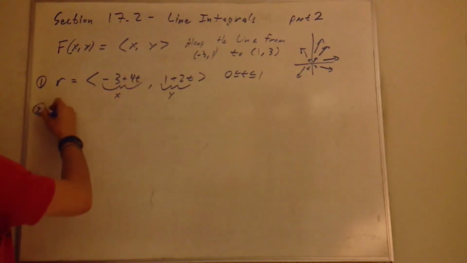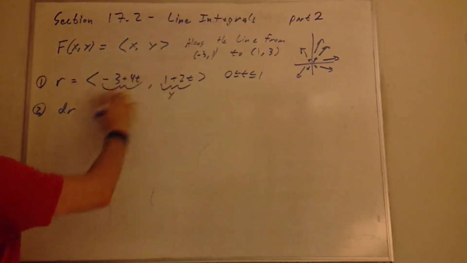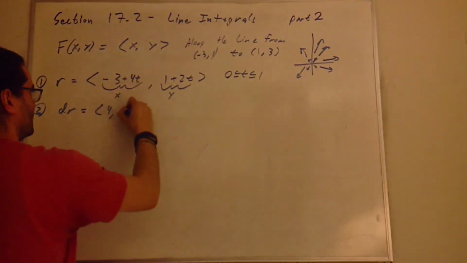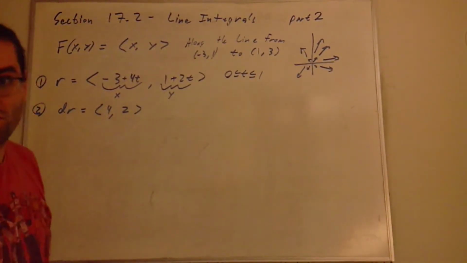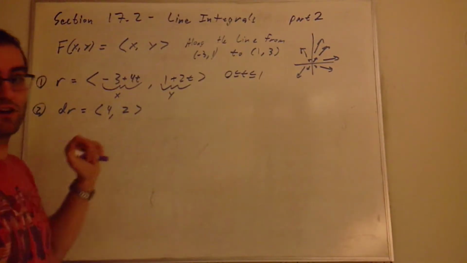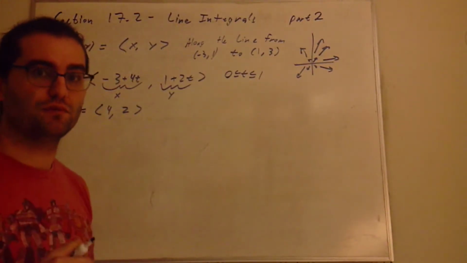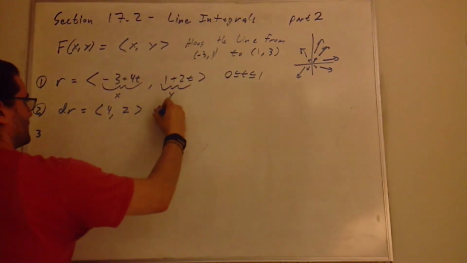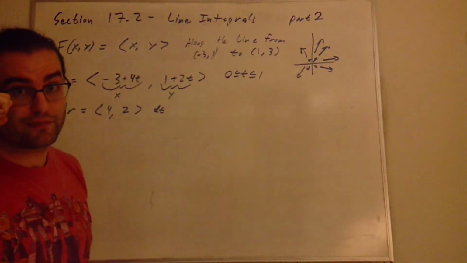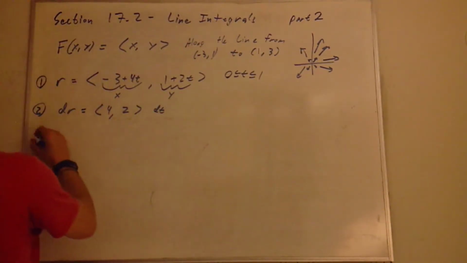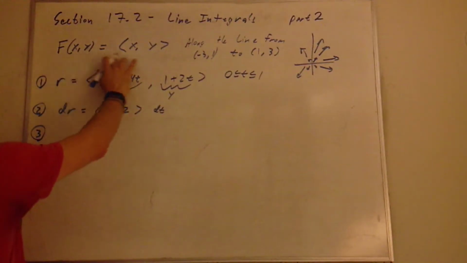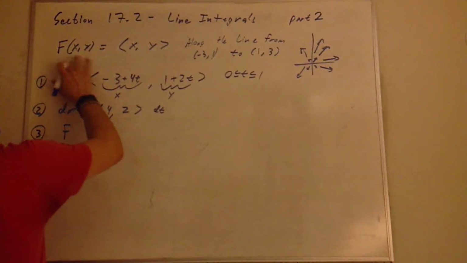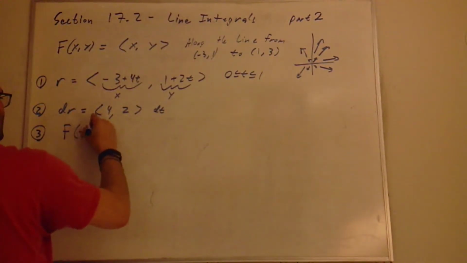Step 2, we need to find dr, that is the derivative of this, and that is going to be 4, 2. When you do straight lines like this, the dr you end up with is really simple. So that's nice. dt. It's that thing that I always forget. I'm still forgetting it. Step 3 is we need to express this vector field in terms of t. So I don't want f of x, y anymore. I want f of t.